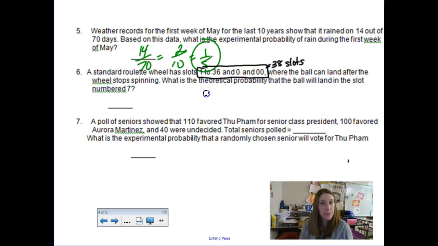What's the theoretical probability it'll land at a number 7? So there's only one 7 on the roulette wheel out of the 38. So not a great chance. And you don't play roulette yet because you're too young, but the payout based on what your bet is going to be different. It's going to be different based on the probability of that event occurring.